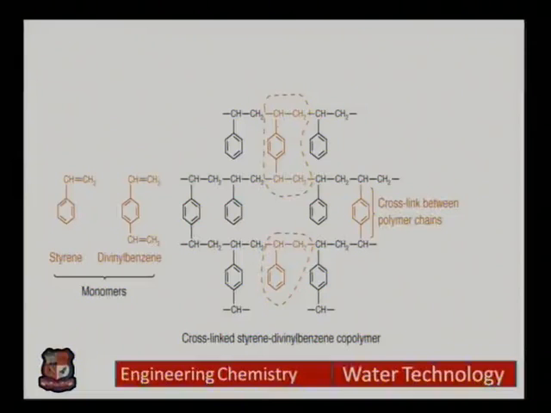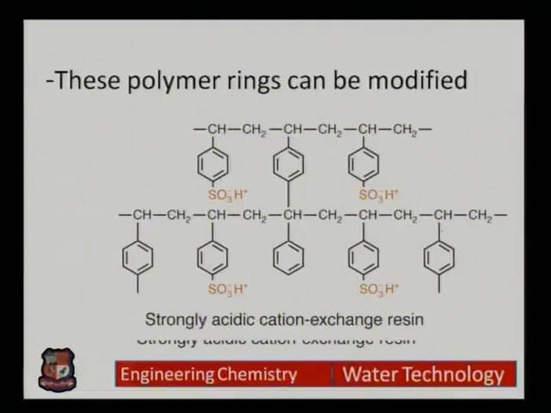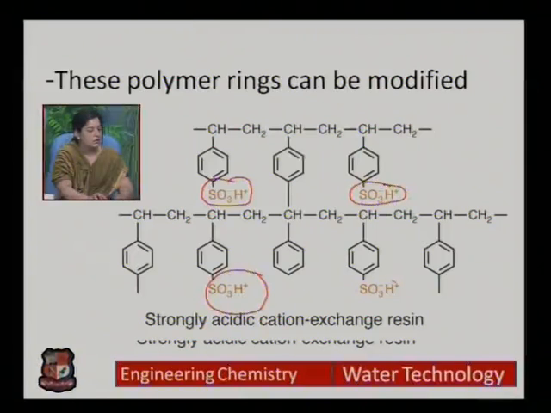How are these ion exchange resins formed? These are formed by a polymerization reaction as shown over here. Styrene reacts with divinyl benzene and this long chain cross-linked polymeric chain is formed. On this polymeric chain, these groups are introduced by chemical modification. These are actually the groups responsible for exchange of ions.